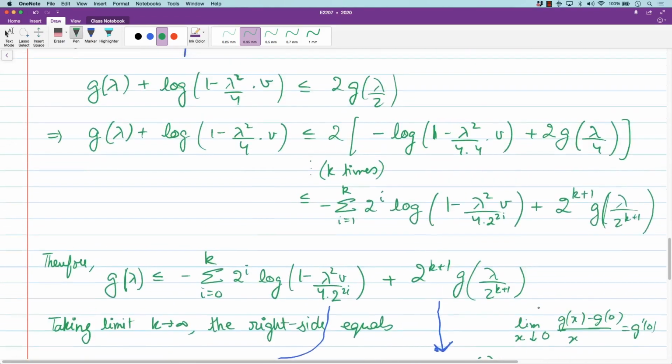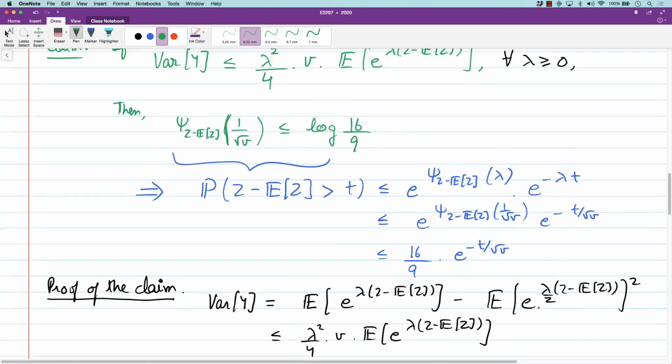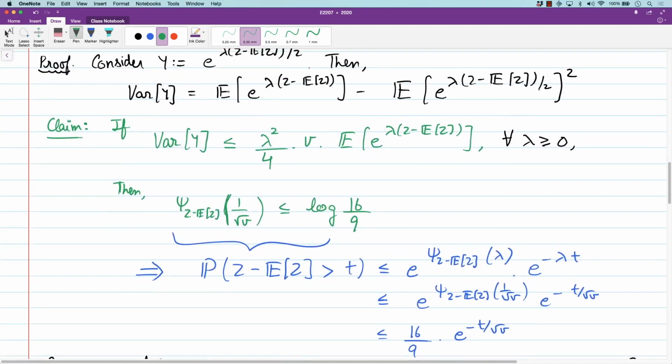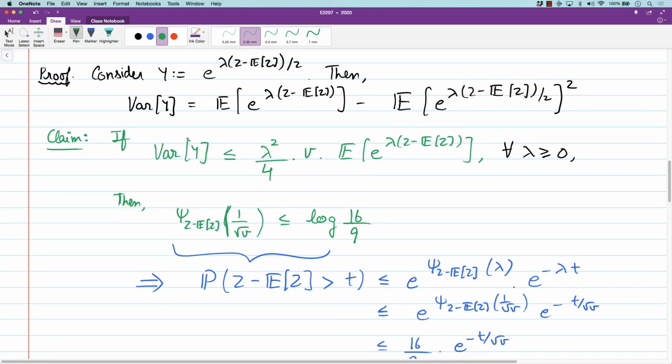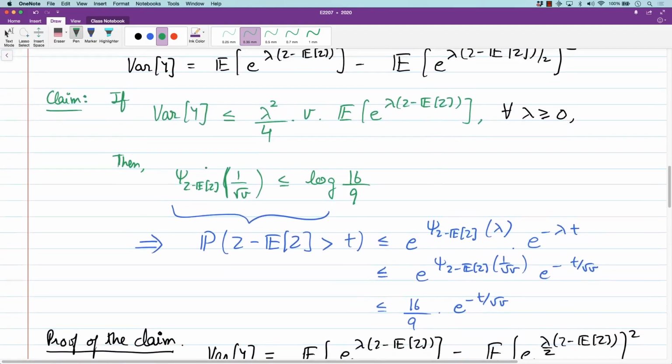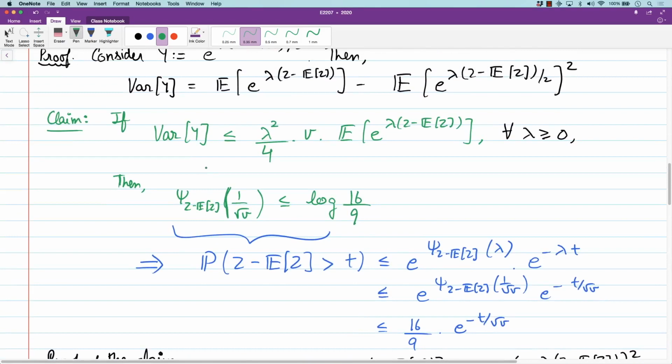So let's go back to our claim. We had this nice intermediate step that if you can show this bound, then the log bound generating function is less than or equal to log 16 by 9, and it uses a functional inequality in the middle. This is some property. This is like replacing the Hoeffding lemma with something else. So this is a replacement of the Hoeffding lemma.